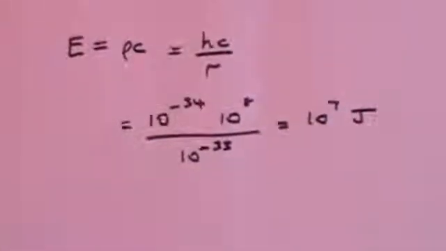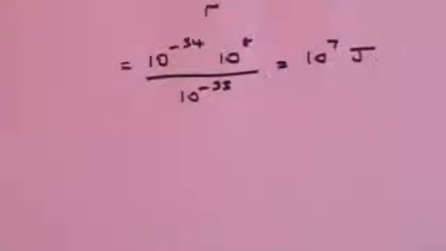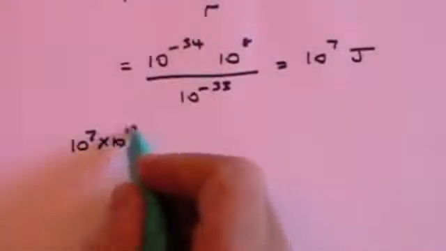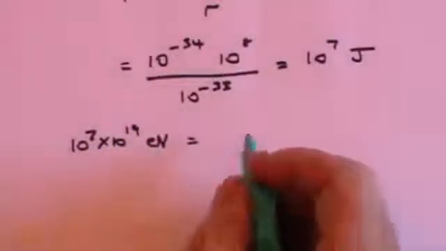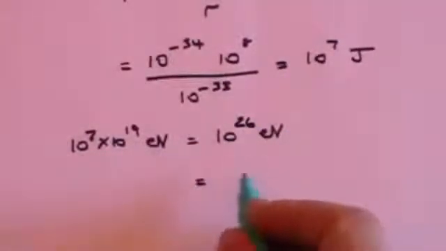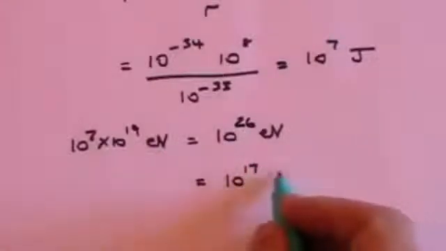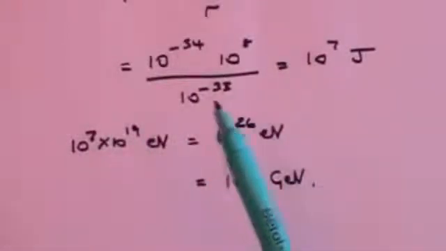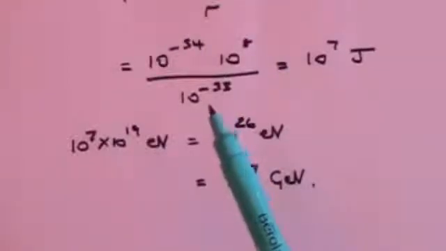To convert joules to electron volts, you essentially have to multiply by 10 to the 19. So 10 to the 7 times 10 to the 19 is now in electron volts. So that's essentially 10 to the 26 eV. And that is the equivalent of 10 to the 17 GeV. So when the energy was 10 to the 17 GeV, the electrons would have been 10 to the minus 33 meters apart, and the strength of the forces would be the same.